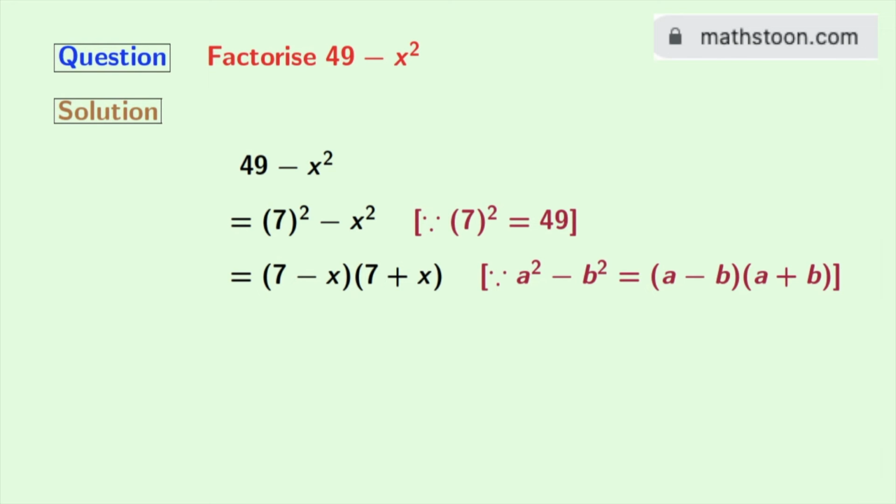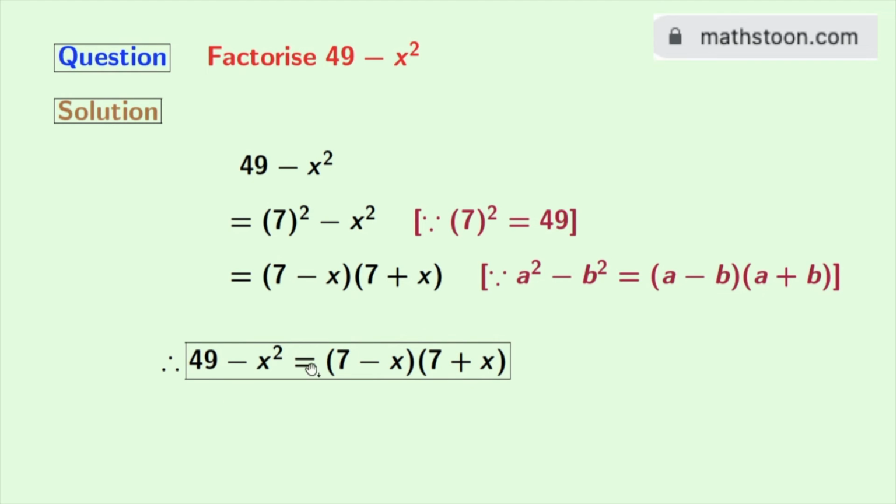Now as we cannot factorize further, we will stop right now. So finally we get 49 minus x square is equal to 7 minus x times 7 plus x. And this is our final answer.